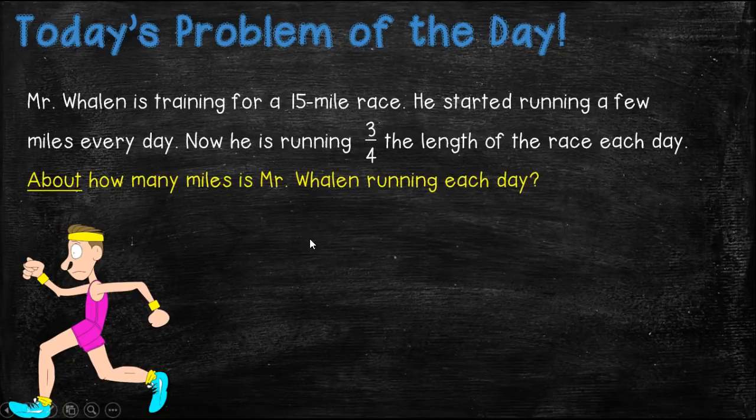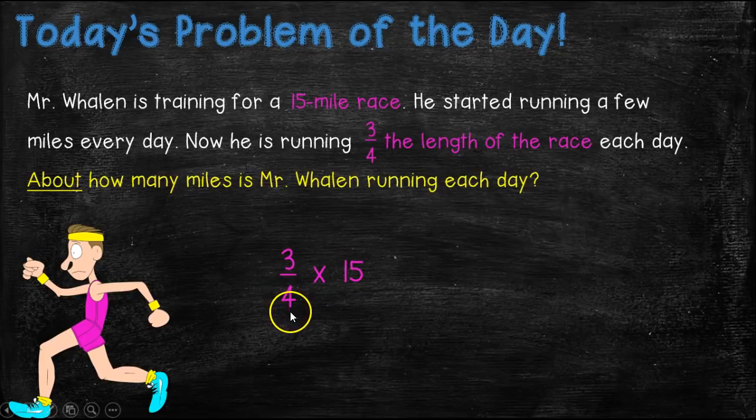Then we need to go through and figure out what's our important information. Well, here we know it's a 15-mile race and that 3/4 the length of the race is what he is running each day. So our problem here is going to be 3/4 times 15. So now what we need to do is, in order to make it easier, we need to find a compatible number that goes with the denominator, which is 4.